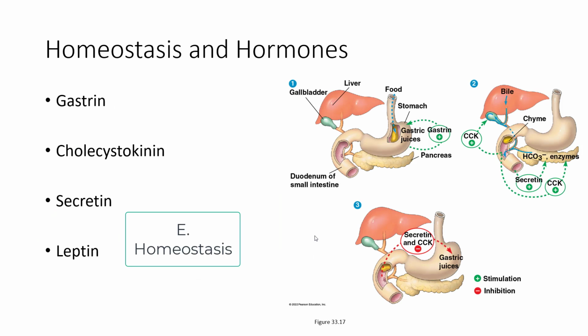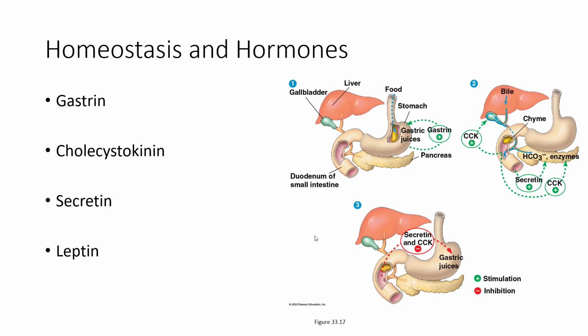Like most body systems, there is homeostasis and there are hormones involved in the digestive tract. Let's take a look at a few. The stomach can release gastrin, which stimulates it to release more gastric juices. The small intestine can release cholecystokinin in response to a high-fat, high-protein meal, like chicken wings. And this stimulates the accessory organs, the liver, gallbladder, and the pancreas, to secrete certain enzymes. And those enzymes will help digest those high-fat, high-protein meals.